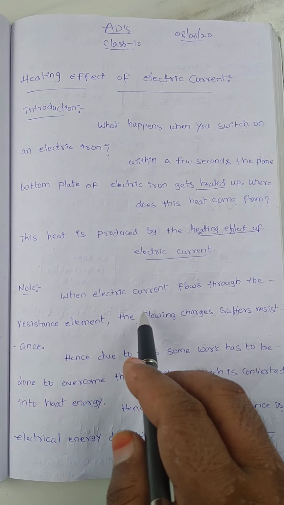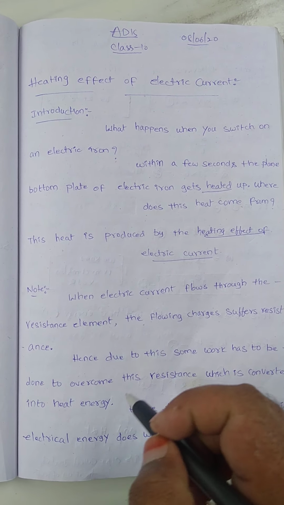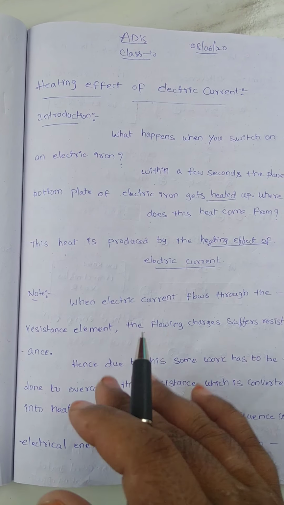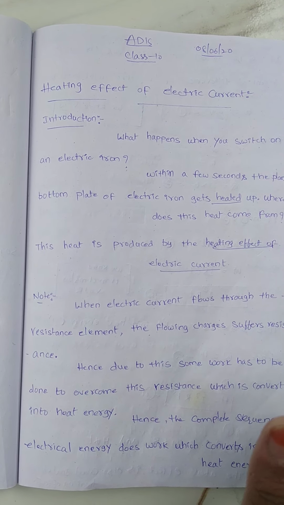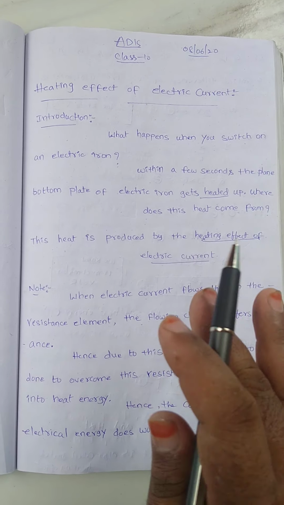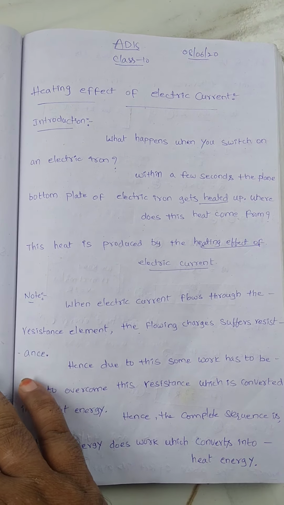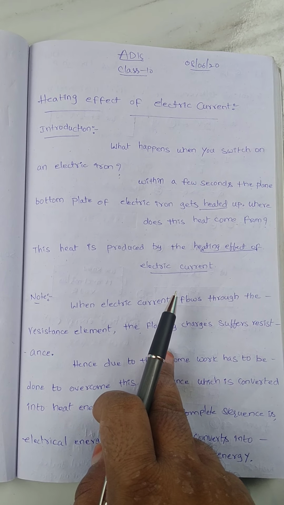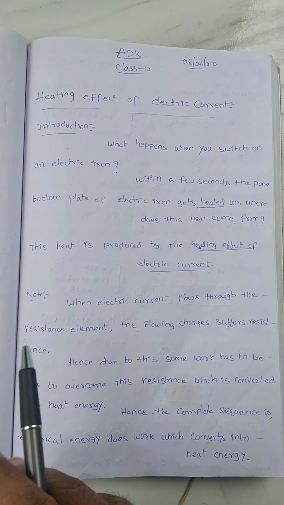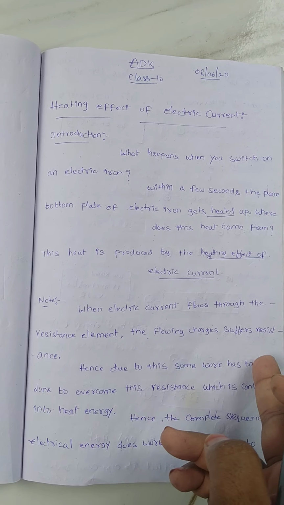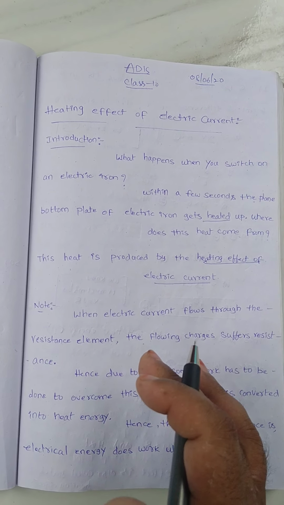See, when electric current flows through a resistance element, for example in a circuit that contains a resistance, a plug key and an ammeter, then when you switch on, electric current flows through this resistance element. The flowing charges suffer resistance. The charges flow through the resistance, right?